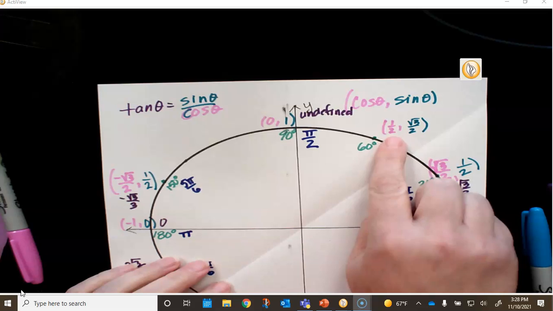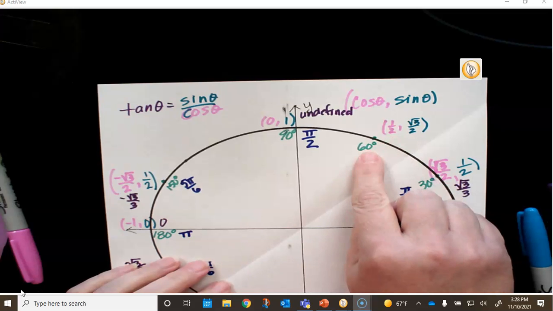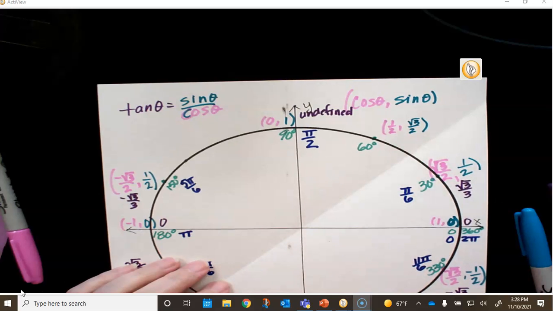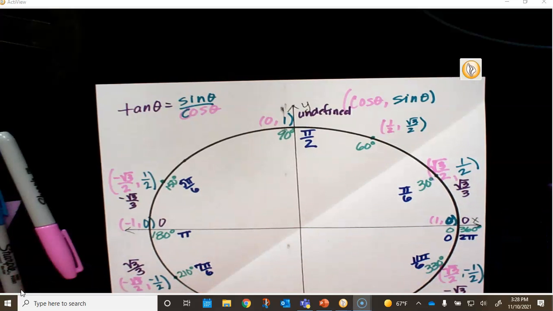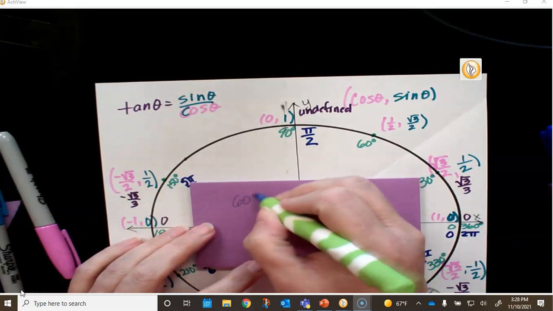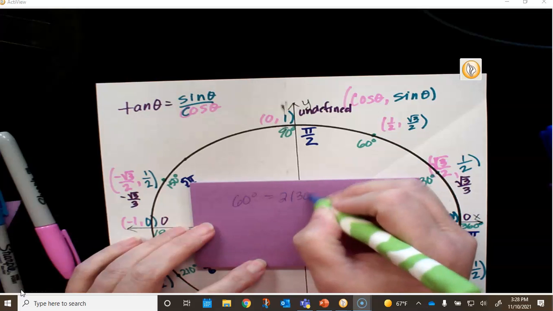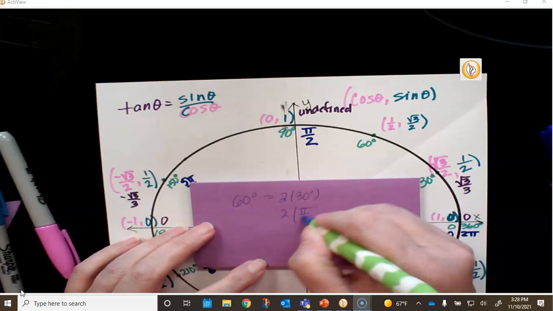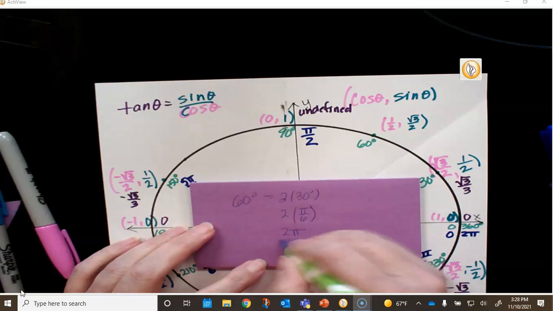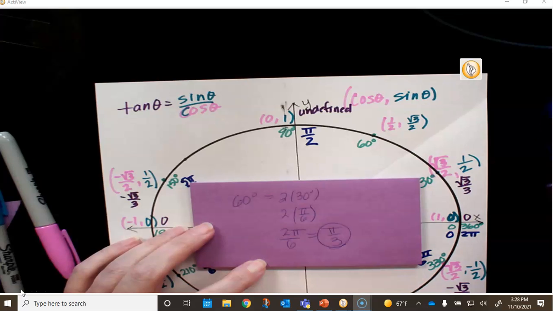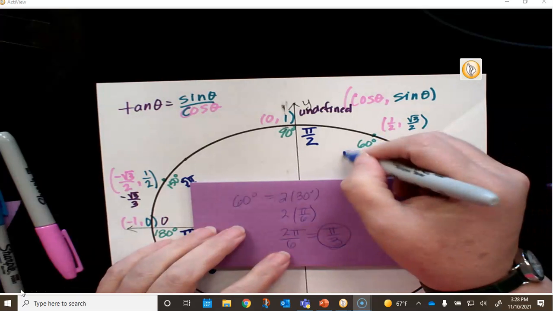Okay, so the cosine of 60 is 1/2. The sine of 60 is the square root of 3 over 2. Now, 60 degrees is how many radians? I'm glad you asked. Well, 60 degrees is 2 times 30 degrees. 30 degrees is pi over 6. So that's 2 pi over 6, which could be pi over 3. So that tells me that 60 degrees is really the same as pi over 3.